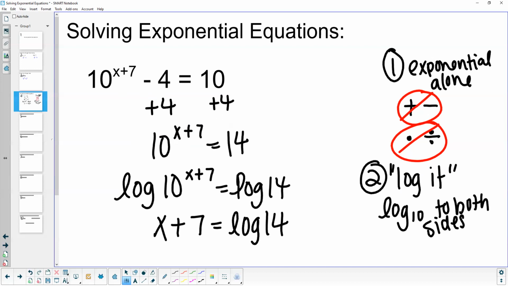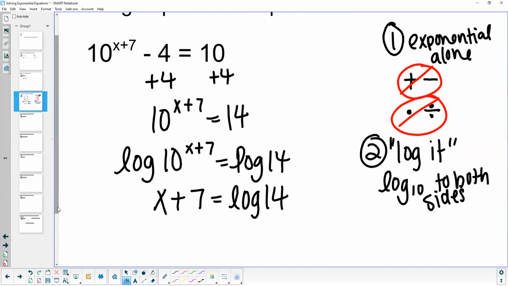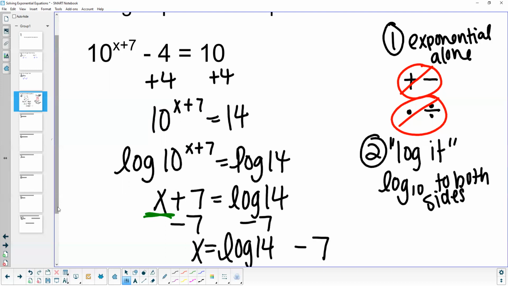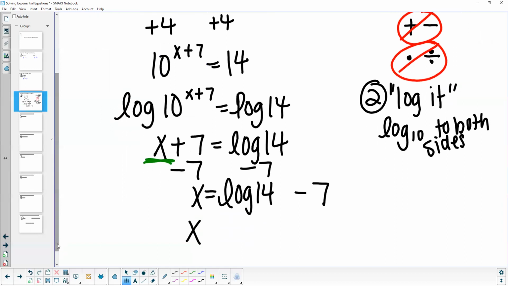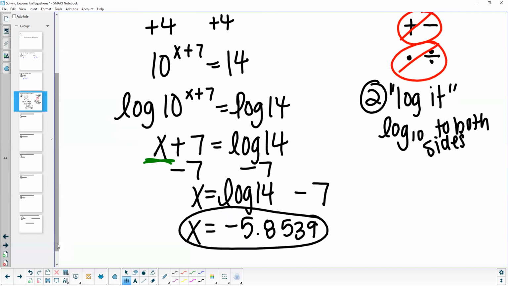Now we can use a calculator to evaluate that as we would like, or we cannot. And ultimately our goal when it comes to solving is we're trying to get this x by itself. That's what we're doing here. So I'm going to subtract 7 from both sides, and I end up getting that x is equal to the log of 14 minus 7. So what does this mean? Well, if we really wanted to figure out what x is equal to, we can actually type that straight into our calculator. So the log of 14 minus 7, and that is going to give us, rounding here to 4 decimal places, negative 5.8539. Okay, so this is going to be what that ends up equaling.